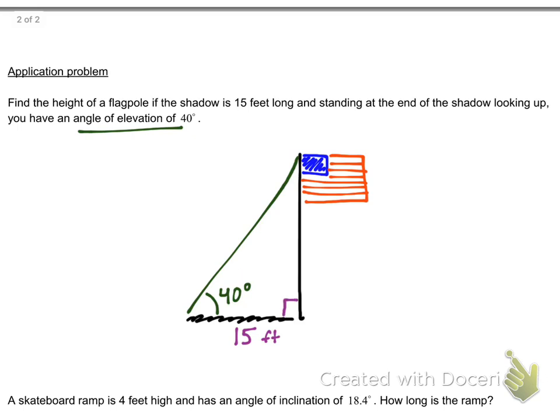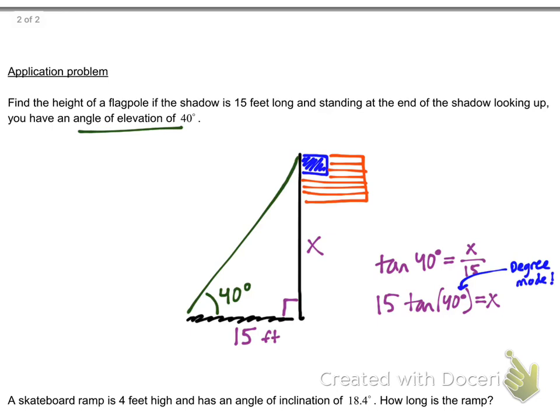So notice 40 degrees here. That is a right angle. And I'm looking for the height, x. So tangent of 40, I'm going to choose the tangent function because tangent is opposite over adjacent. So TOA, tangent of 40 degrees is x over 15. Multiply both sides by 15, you get this.